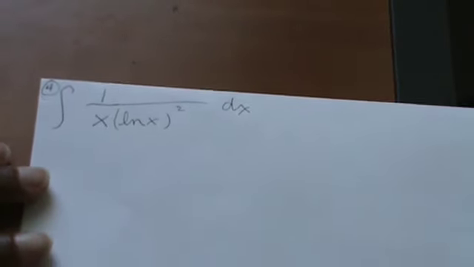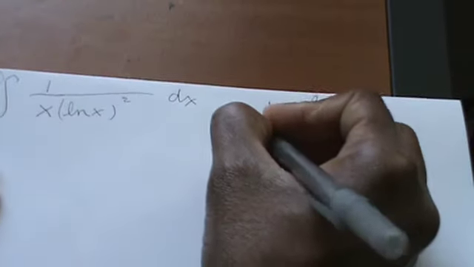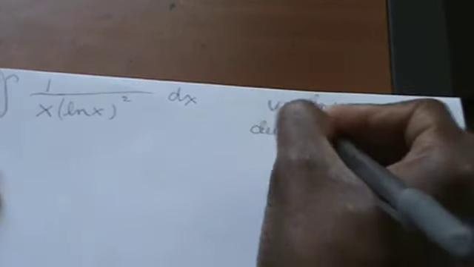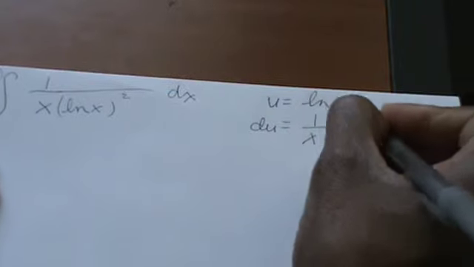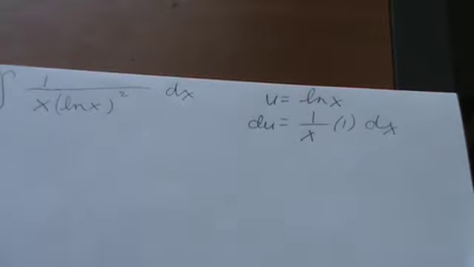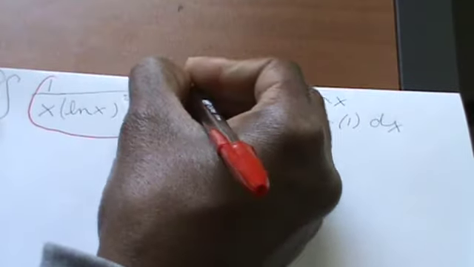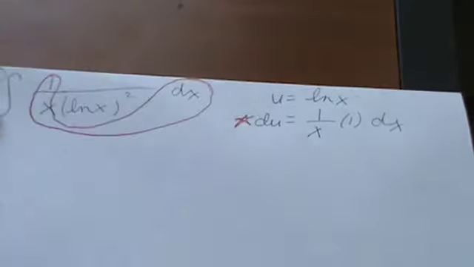Okay, so let's consider this one now. And again, the goal is to pick a u such that its derivative is already in the problem. So if I look at this hard enough, then I might consider that u equals the natural log of x, in which case du equals 1 over x times 1 dx. And you'll notice I have that already in my problem. I have du already in the problem. It's right here. There it is.